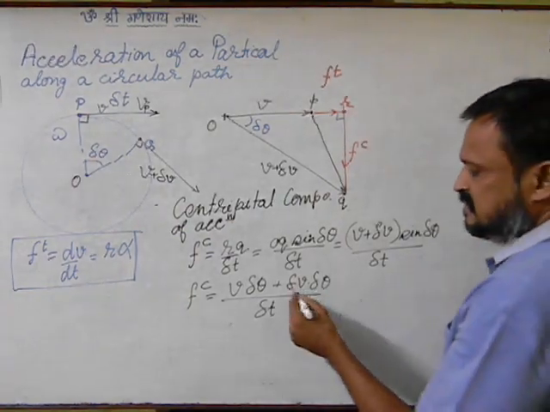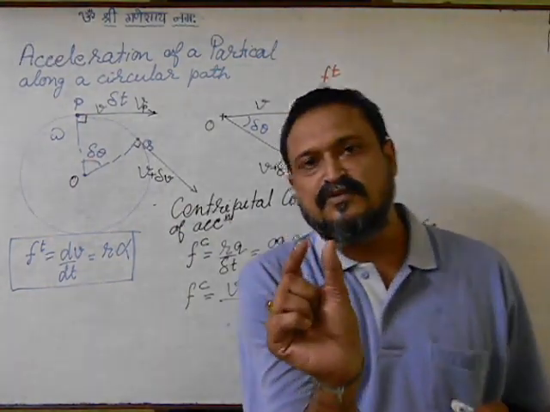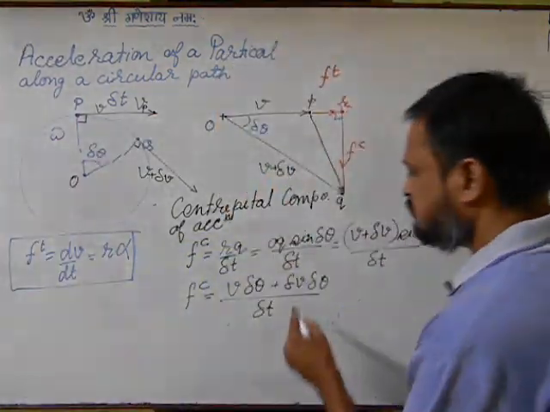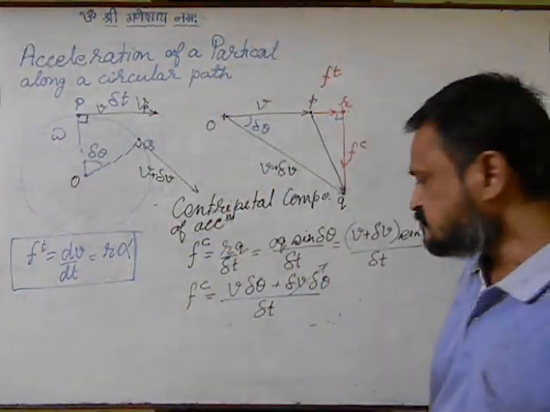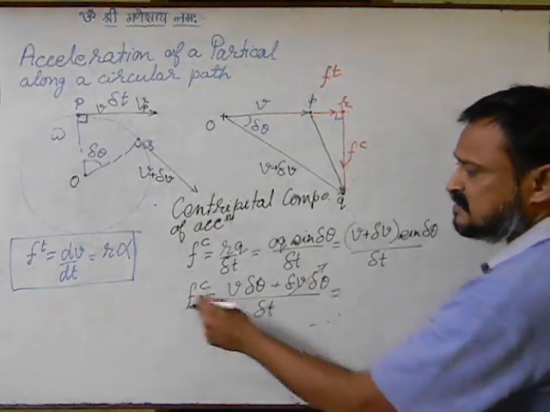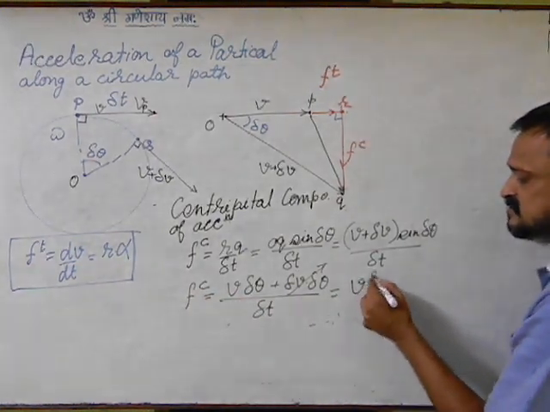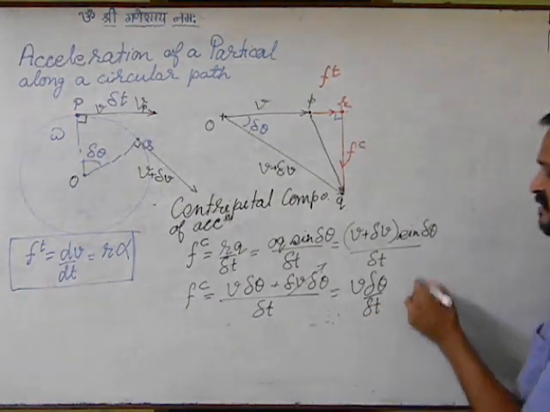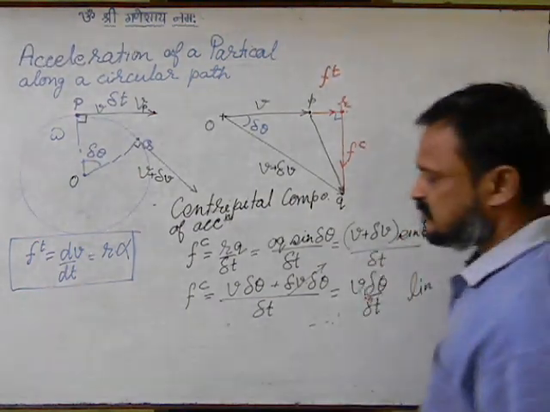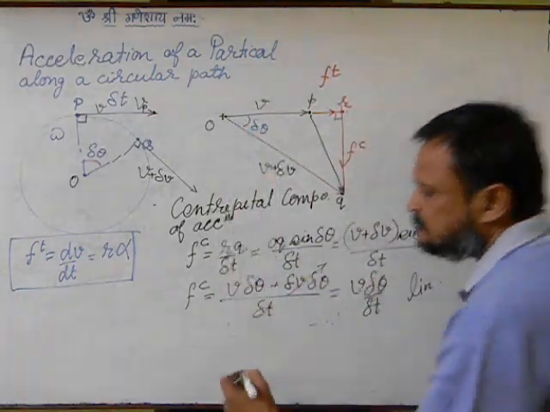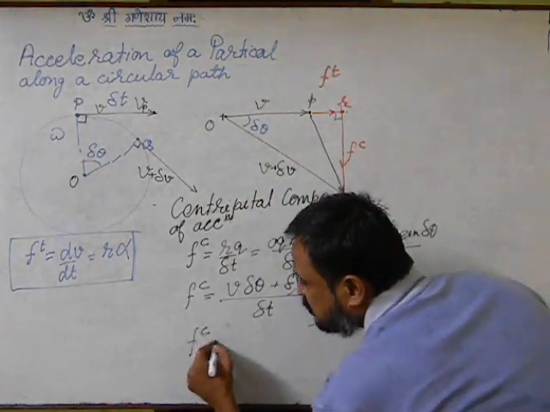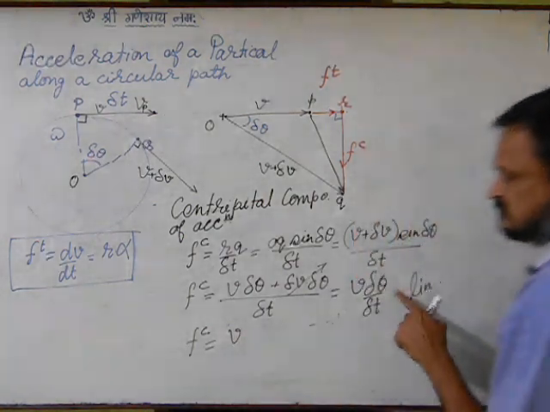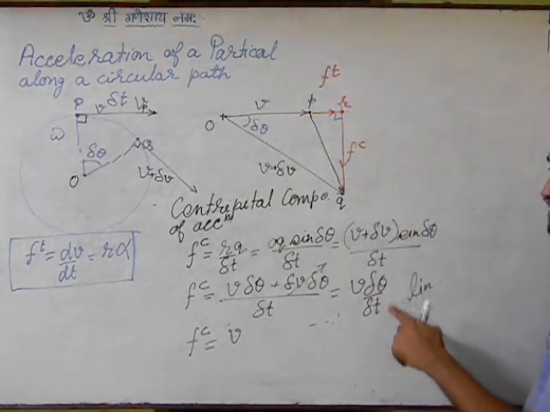Now if you see, the product of two very small values will be again a smaller value. So I can very well neglect this part. So that means the centripetal component of acceleration is V del theta by del T. So when I apply the limiting conditions for del theta or del T, I get the centripetal component of acceleration to be V d theta by dt.